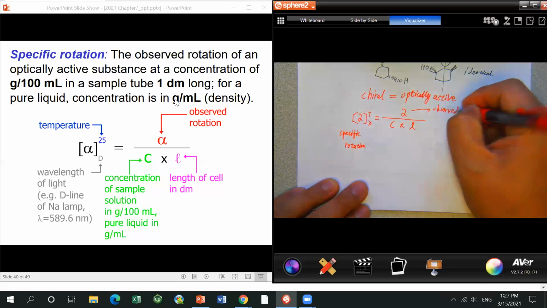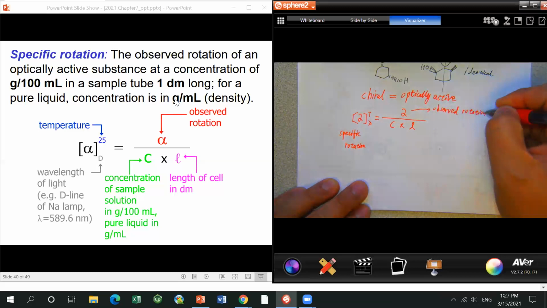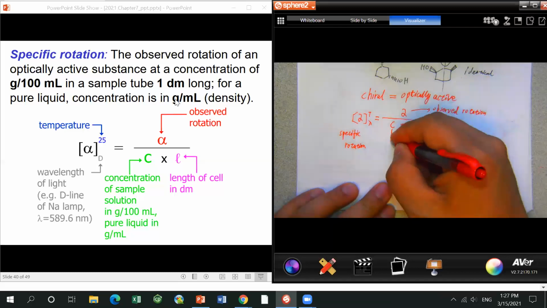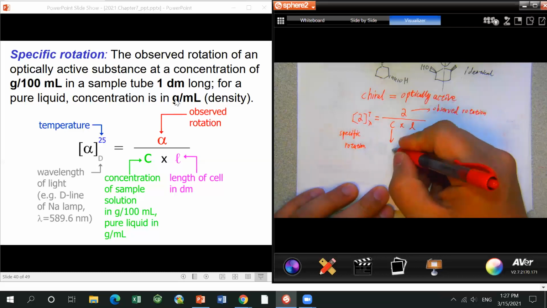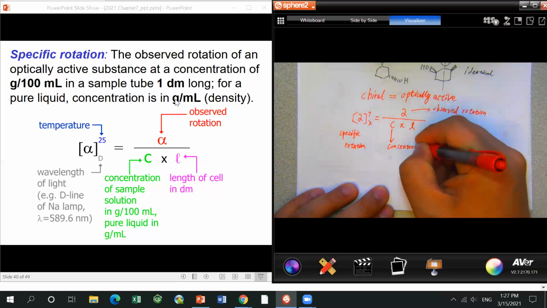So this one you use a parameter to measure, the observed rotation. And here's the concentration. For concentration, you need to be careful. It depends on whether it's a solution or a pure liquid.